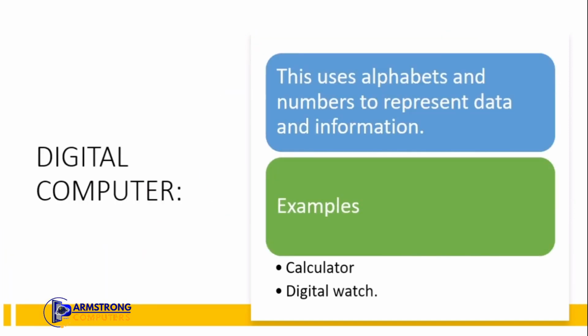The next one I'd like us to delve into is called the digital computer. They said this uses alphabets and numbers to represent data and information. An example is the calculator and the digital watch. We also have the scientific calculator where we can find the tan theta, the cos theta. So this uses alphabets and numbers to represent data and information.